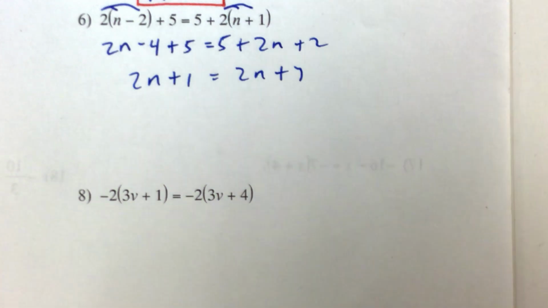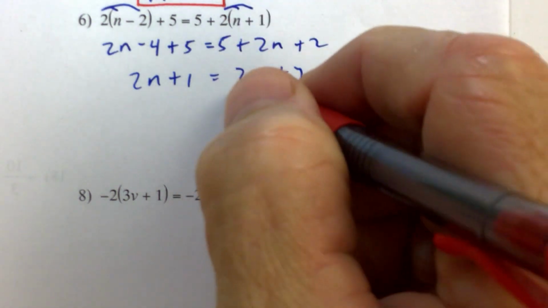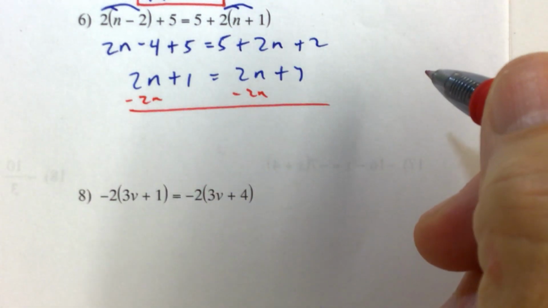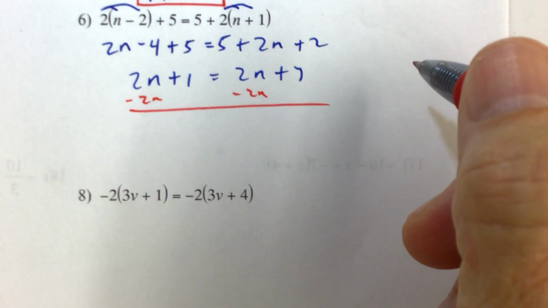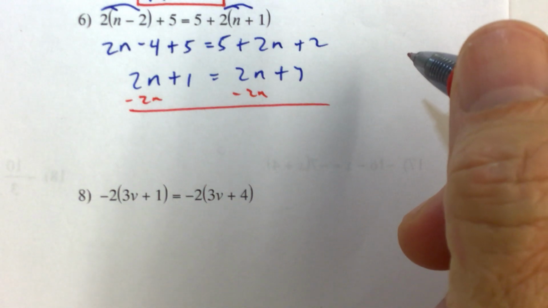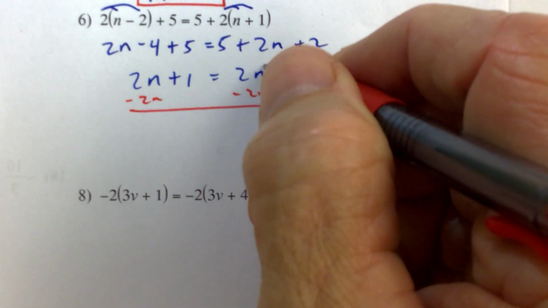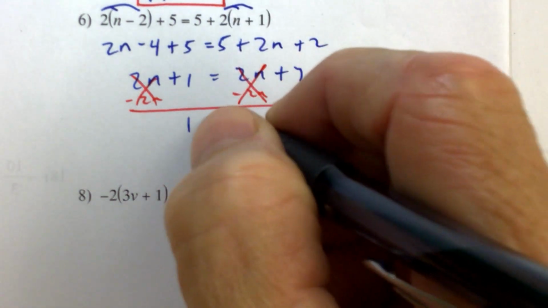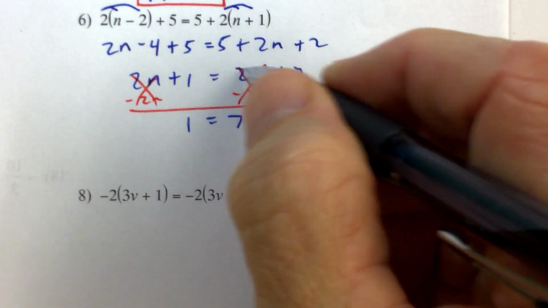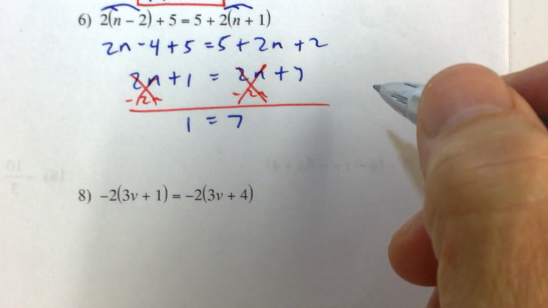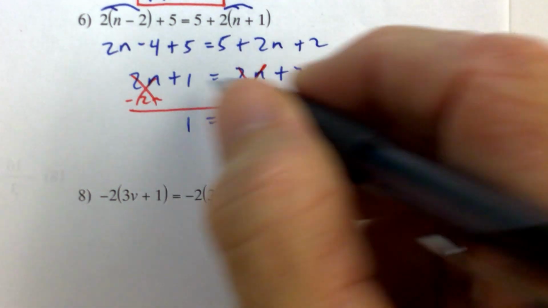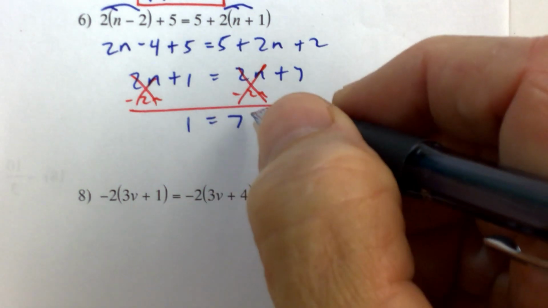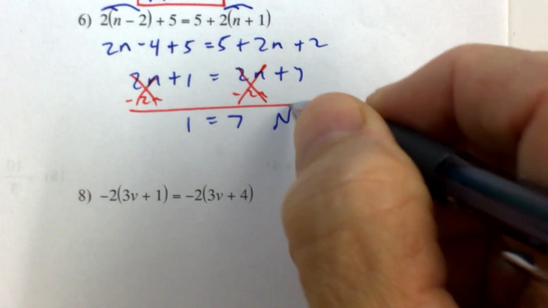So there's an issue here. Normally we like to try to choose sides, and if we choose sides, we could see that regardless of which side we try to put the variables on, we're going to subtract 2n from both sides, and then we're going to get a statement that says 1 is equal to 7, because both of the 2n's, when you subtract 2n from each side, the n terms go away, and you get a statement, 1 equals 7, that is never true.